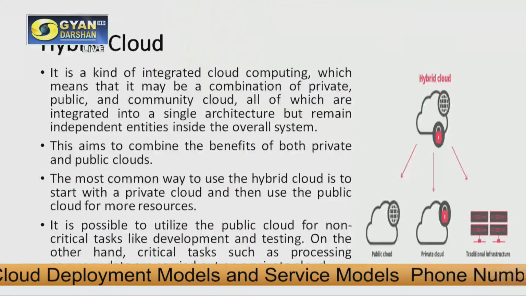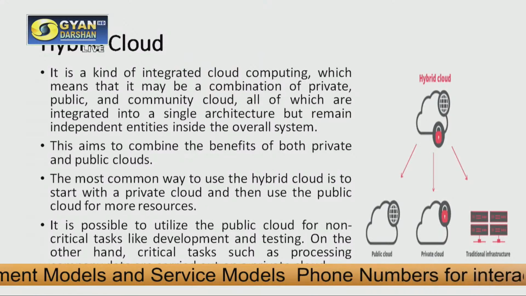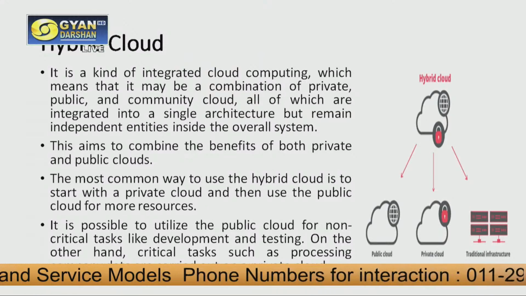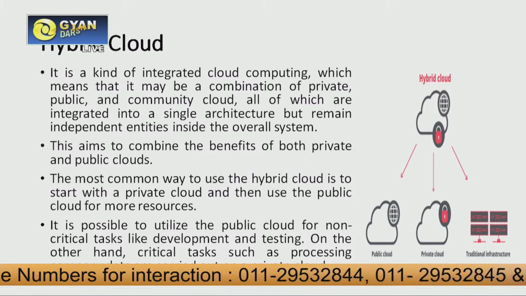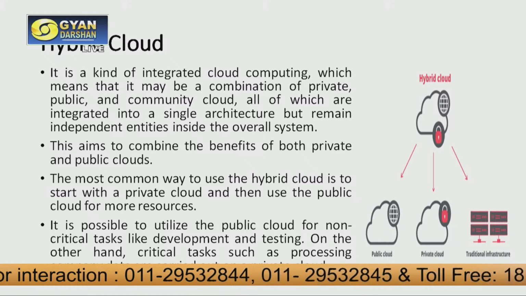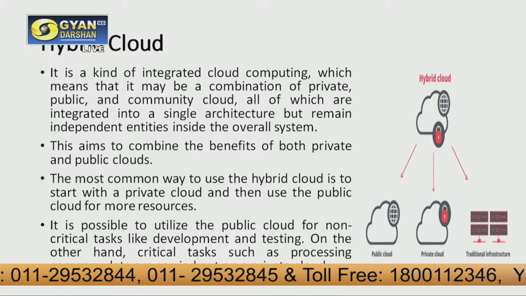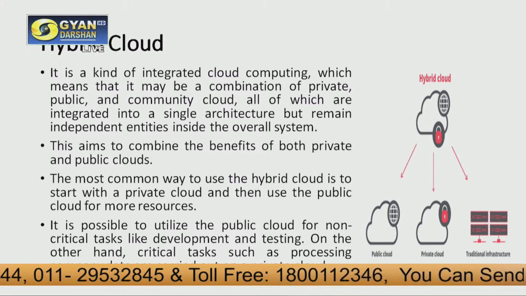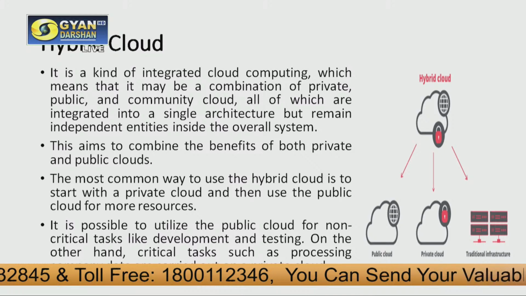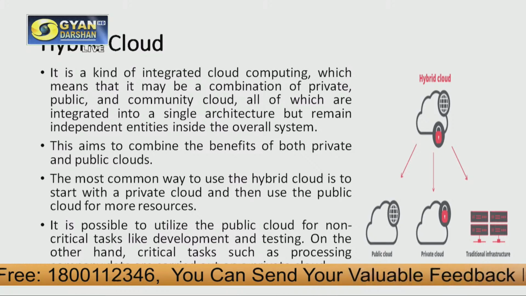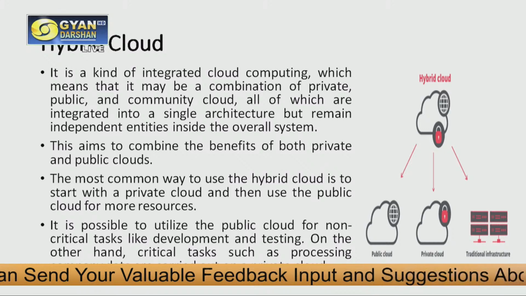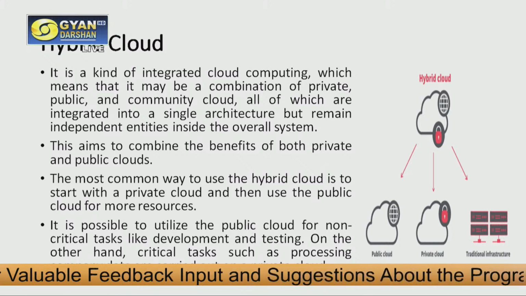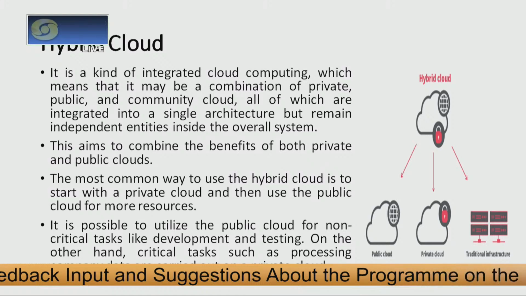So that means hybrid cloud is a cloud situation wherein we start with the private cloud. That means we maintain the data security, and thereafter we move outwards. That is, we move towards the public cloud environment. So it is a kind of integrated cloud computing, which means that it may be a combination of private, public and community cloud, all of which are integrated into a single architecture but remain independent entities inside the overall system. I hope you understand what I want to say.